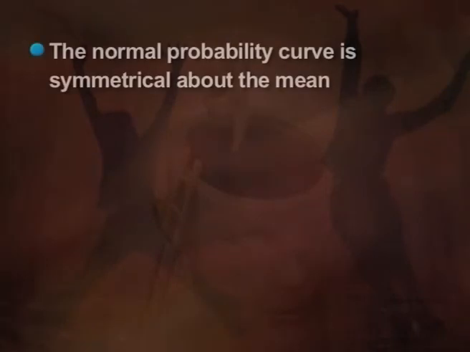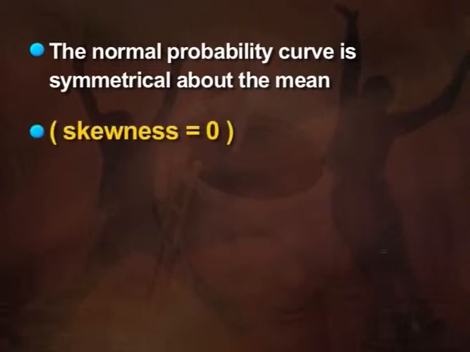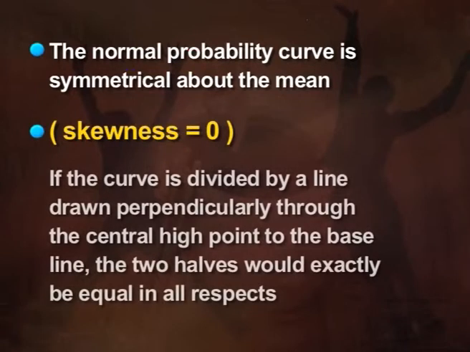Now, we shall see the most important properties of normal distributions. As we can see in the slide, the normal probability curve is symmetrical about the mean. The skewness here is 0. For example, if the curve is divided by a line drawn perpendicular through the center, from the high point to the baseline, there will be 2 equal halves in all respects.